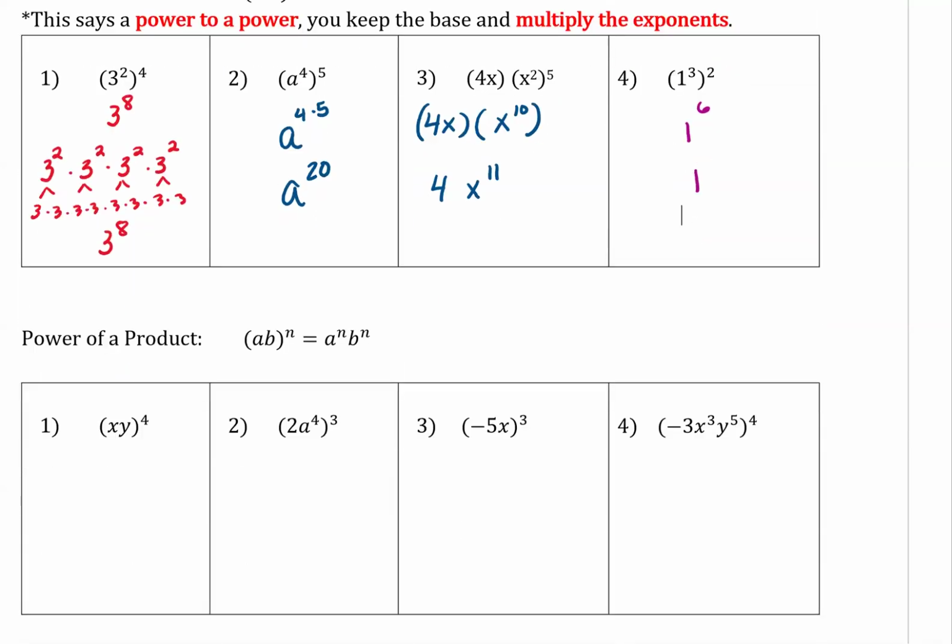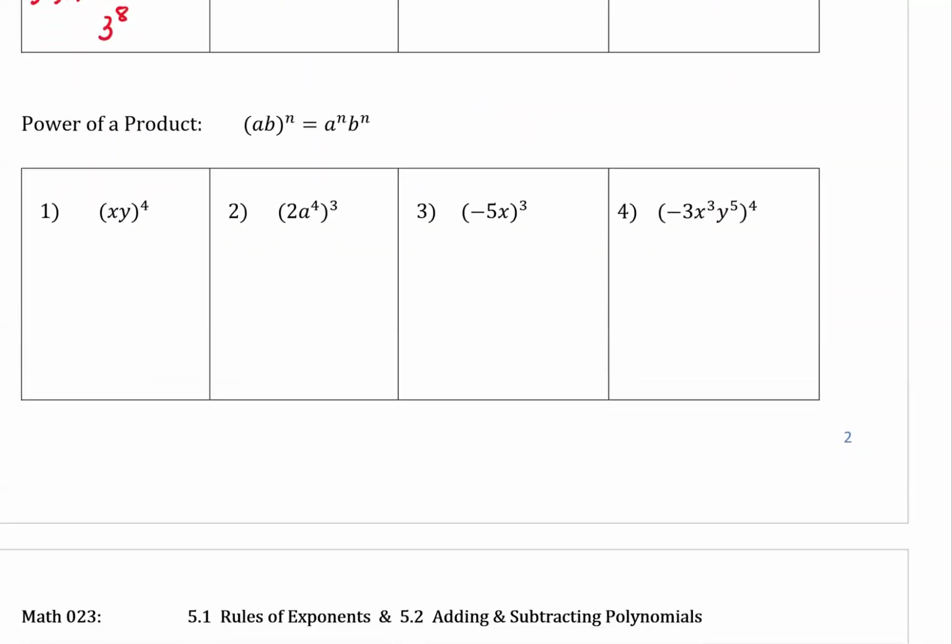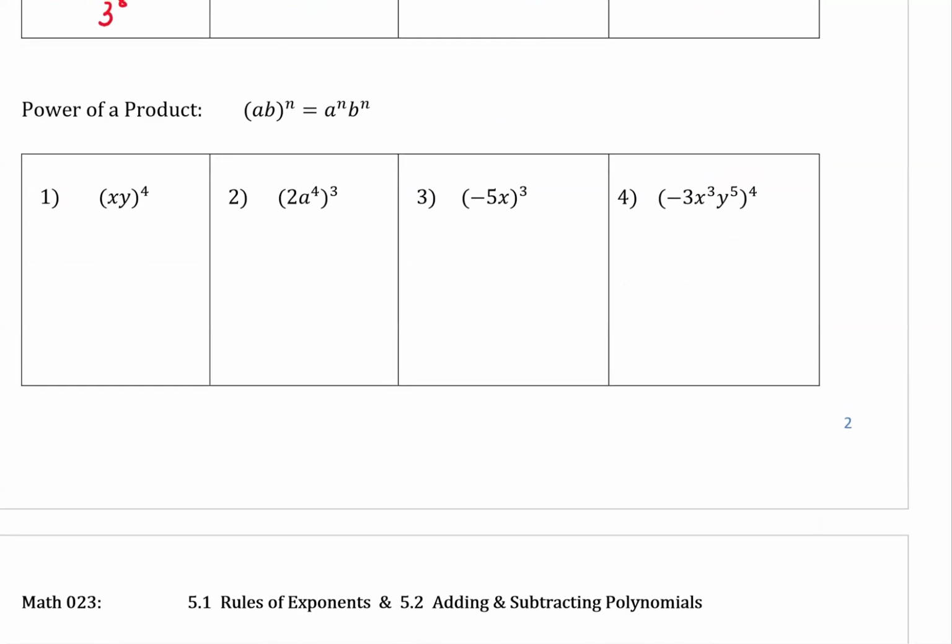Next rule, power of a product. Product means we're multiplying. So now we have a product, ab, that's being raised to a power of n, which means we have to take the power to each factor of the base. Keep in mind, you're going to have to use multiple rules at the same time. So here we go.